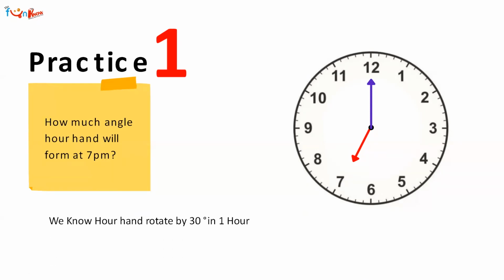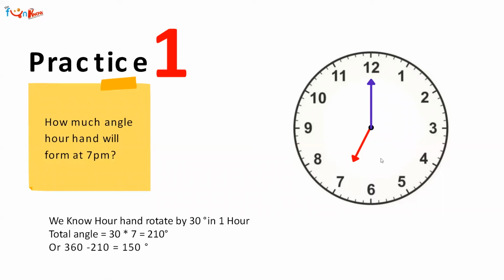Okay, so let's talk about it. We know our hand rotates by 30 degrees in 1 hour. So when it reaches 1 o'clock, 30, then another 30, etc. So in total, what angle has it traveled? It has traveled 210 degrees. Okay, we got just 7.